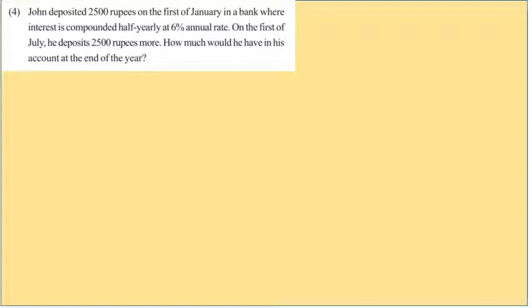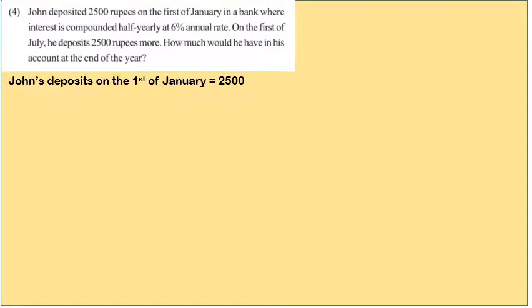See children, in this question, John deposited 2,500 rupees 2 times in the bank. First time on January 1st and next on July 1st. That means after 6 months. So first let us calculate the amount at the end of June, means amount after the half year up to July. So write John's deposit on the 1st of January equal to 2,500 rupees.